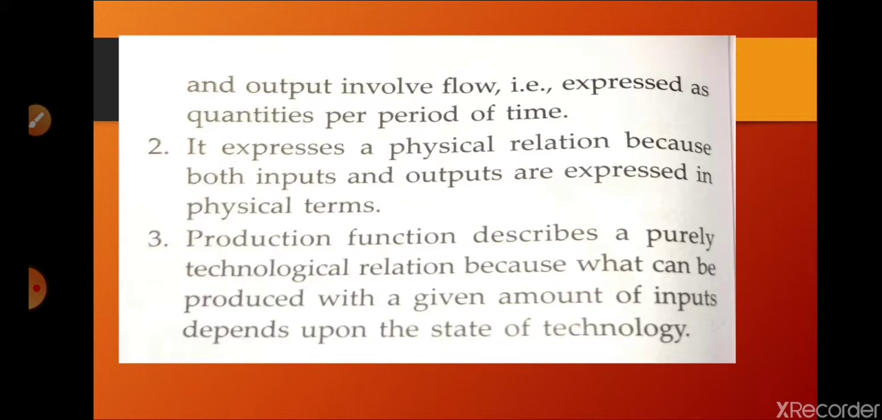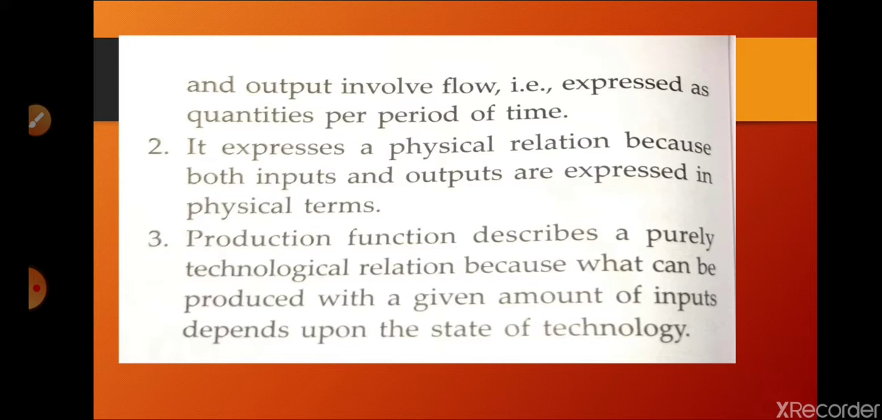As is clear from that statement, production is expressed in terms of a particular time period, maybe a day, a month, a year, and we are taking both the input and the output. That means in that particular time period, whatever the input and whatever the output. So a time period is a must for production. Without a time period we cannot count the production.